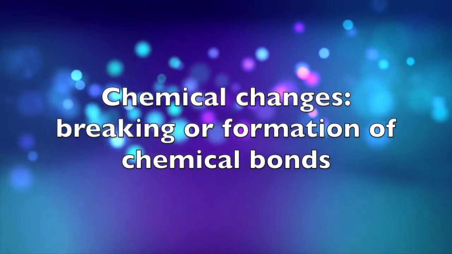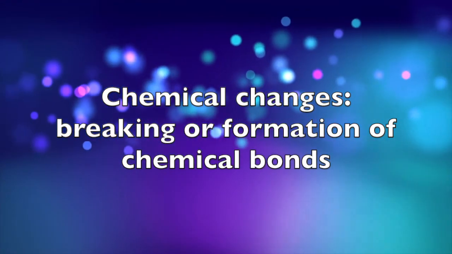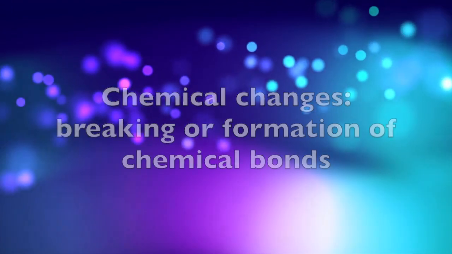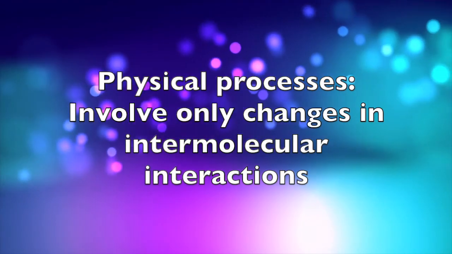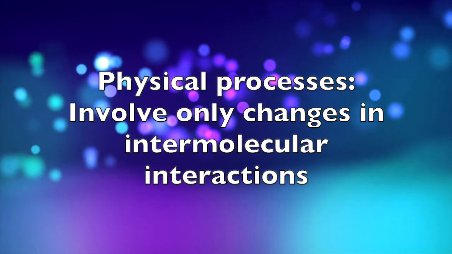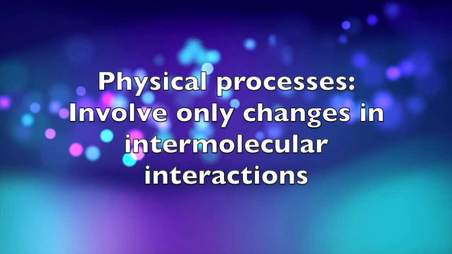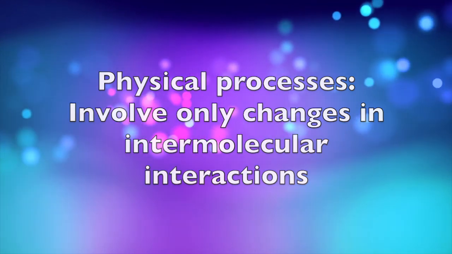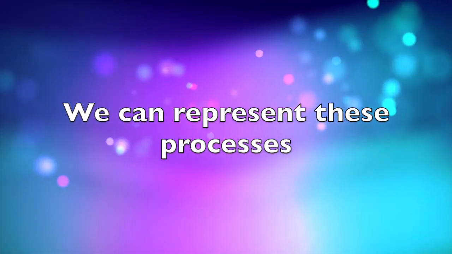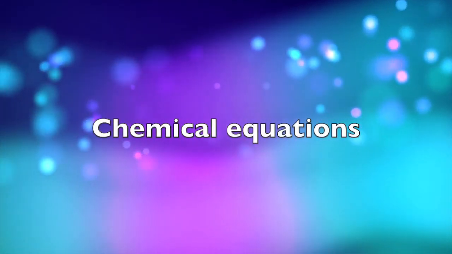Now, let's summarize. Processes that involve the breaking or formation of chemical bonds are typically classified as chemical processes. Processes that involve only changes in intermolecular interactions, such as phase changes, are typically classified as physical processes. We can represent these processes through the use of chemical equations and particle diagrams.